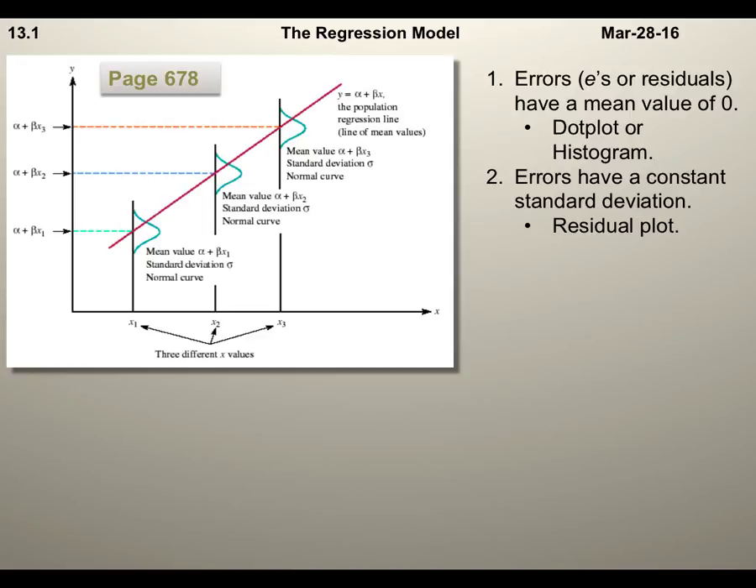So all of these errors that I'm talking about are for a specific X value. For this X value, the errors associated with it have a mean of 0. They also have a constant standard deviation between the different X values. The errors are normally distributed. Again, you're going to check that with the dot plot or the histogram. Again, for a specific X value.